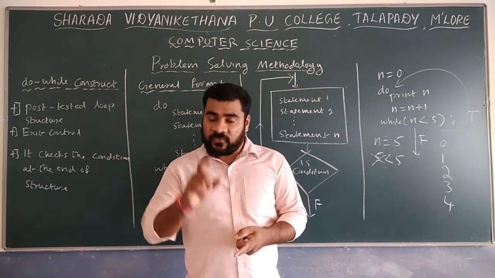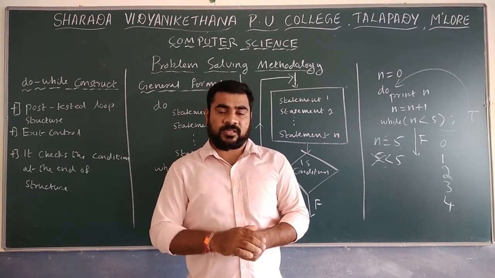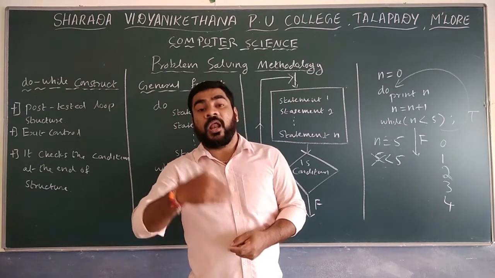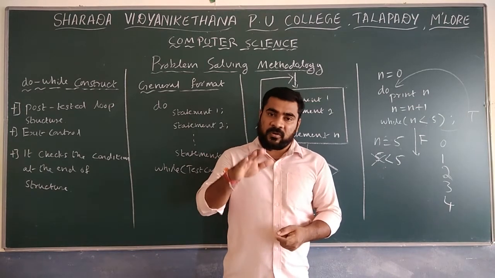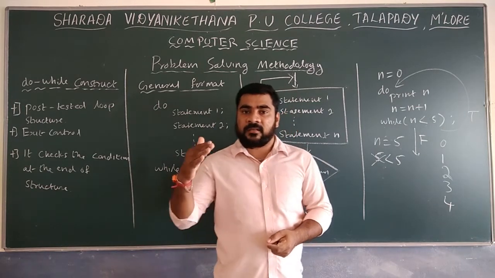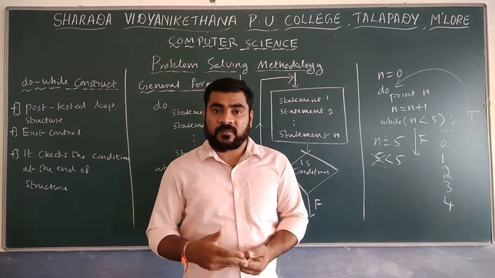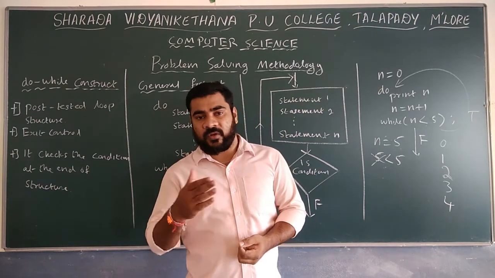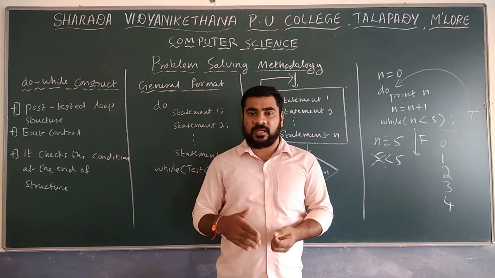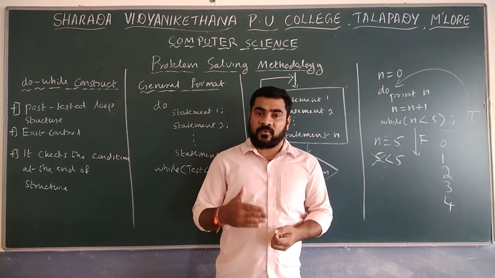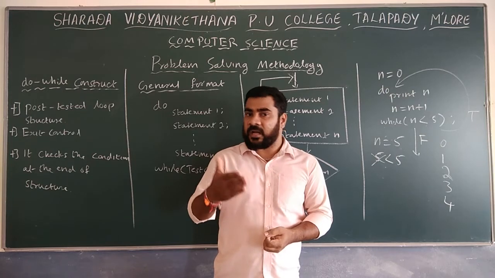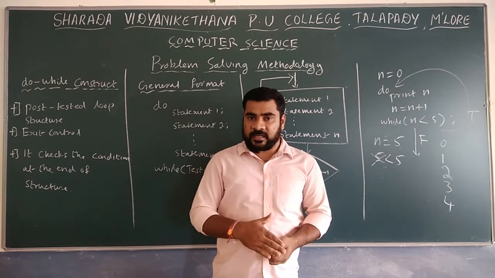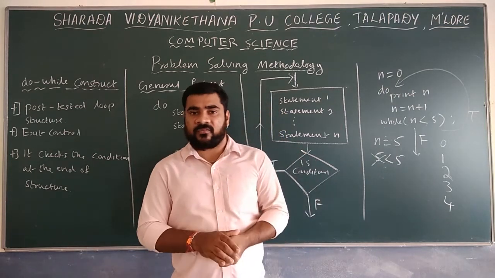In case of the do while construct, the statements are going to execute first. Later on, we are going to check the condition. That is the main difference. One more difference you can say: while is a pre-tested looping structure, and do while is a post-tested looping structure. That is one more difference. While is entry controlled, and do while is exit controlled. That is the main difference between while and do while.